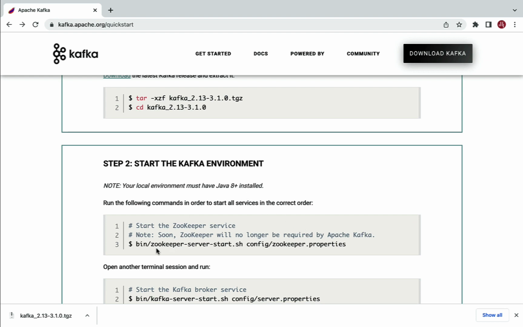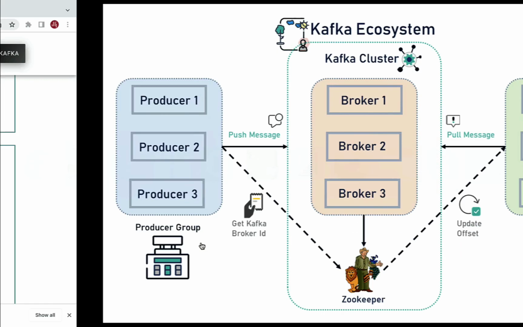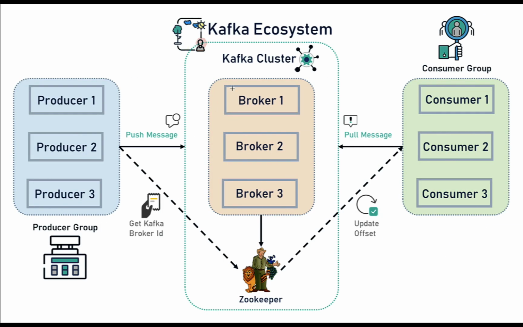Next we need to start the Zookeeper. You might be wondering what Zookeeper is. Here you can see the Kafka ecosystem diagram. This Kafka ecosystem has a Kafka cluster, and within the Kafka cluster we have 3 Kafka brokers, Kafka broker 1, 2, 3. And here we have one Zookeeper. Zookeeper is basically a service that will manage the state of all the Kafka brokers within a Kafka cluster, and it will also manage the configuration of topics, producers and consumers as well.